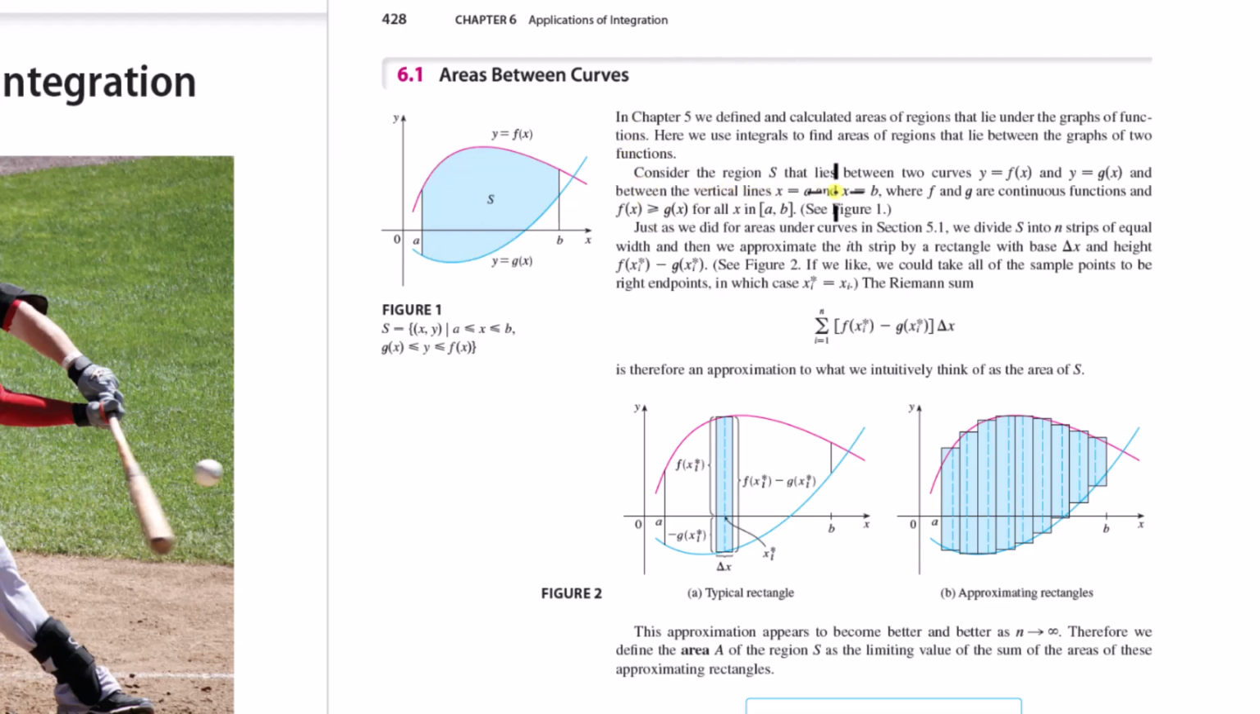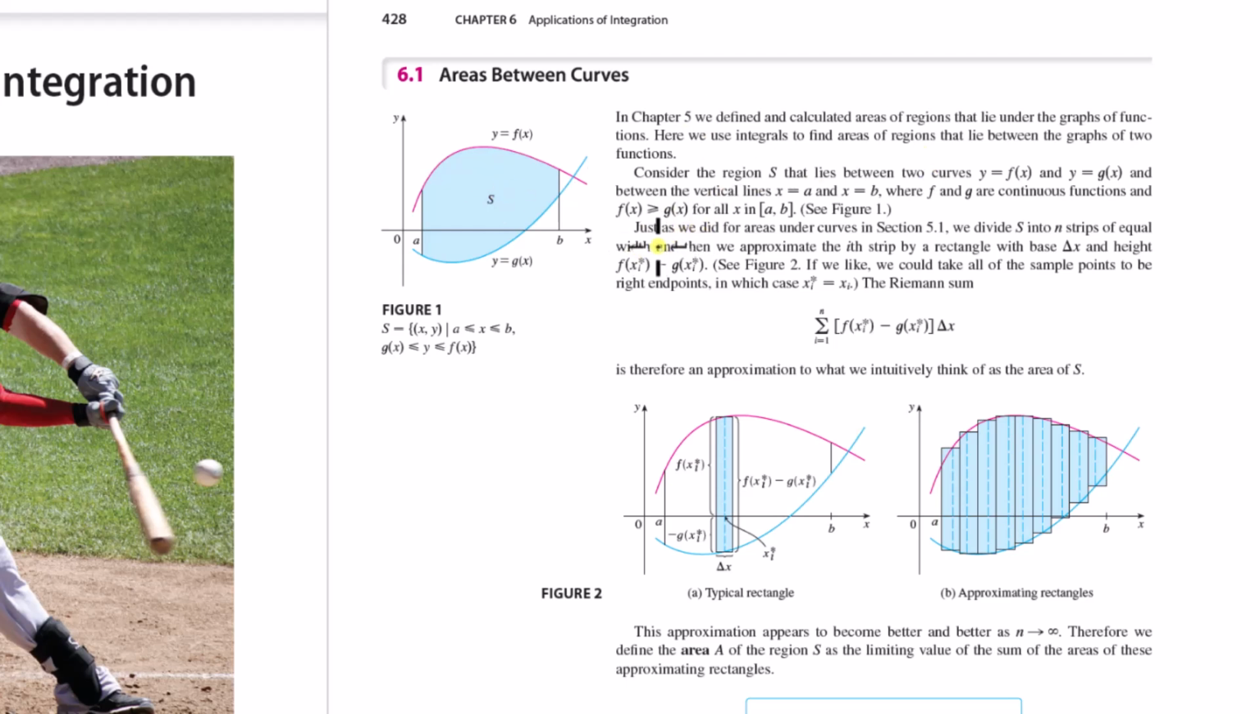So consider the region S that lies between two curves, y equals f of x and y equals g of x, and between the vertical lines x equals a and x equals b, where f and g are continuous functions, and f of x is always greater than or equal to g of x, at least within the interval from a to b. So we're trying to find the area between these curves and between the vertical lines at x equals a and x equals b. A constraint here is that f of x is always greater than g of x, at least within the interval between a and b. It changes here, but within the interval we're evaluating, that's the case.